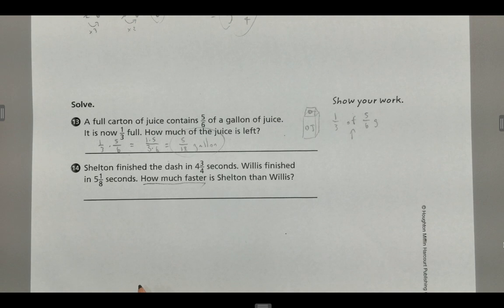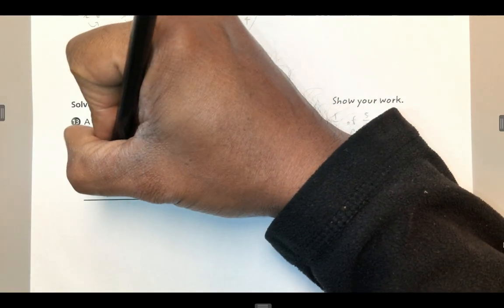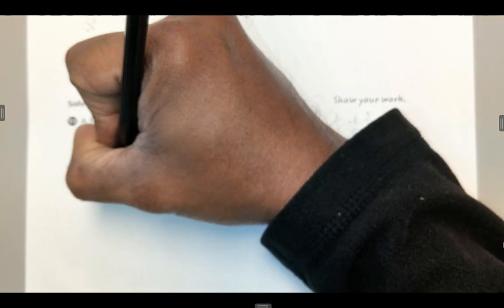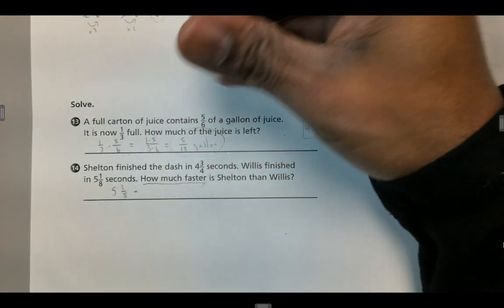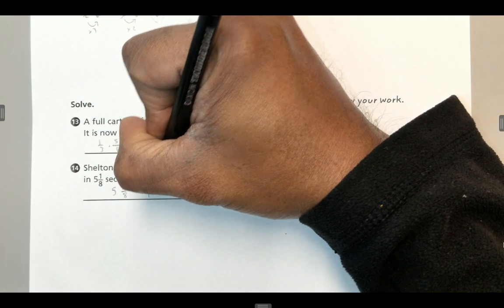So what operation are you thinking? Are you thinking adding? Are you thinking subtracting? Are you thinking multiplying? Are you thinking dividing? We're comparing two amounts, trying to find the difference between one and the other. And if you heard me say difference just now and thought subtraction, you would be correct. So the problem here is finding the difference between 5 1/8 minus 4 3/4.